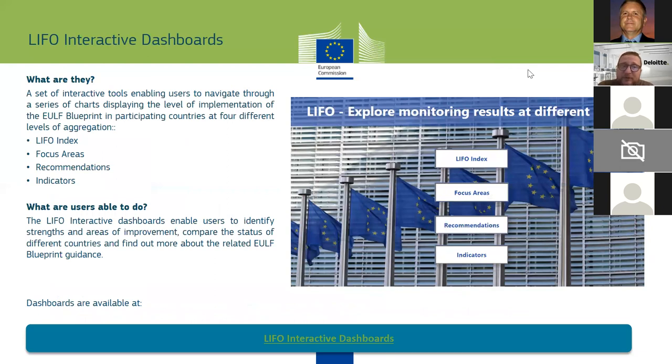The LIFO interactive dashboards are a set of interactive tools that enable users to navigate through a series of charts displaying the level of implementation of the ULF blueprint in participating countries. Users can interact with the dashboards, selecting data as they need, and identifying strengths and areas of improvement in their own countries and in other countries, comparing the status of different countries according to a selection of countries that they are interested in.